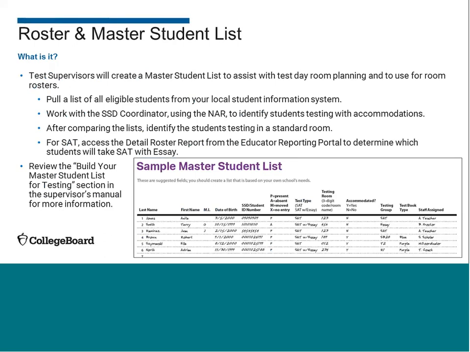Basically, you want to capture the list of students who are required to test, whether that's for 9th grade PSAT, 10th grade PSAT, or 11th grade SAT. Once you have the entire population of students that will be testing, you then want to work with your SSD coordinator to use the NAR to identify students testing with accommodations. When you compare these two lists, it will allow you to identify the students that will test in a standard room. And so with that information, you can build out a student list.